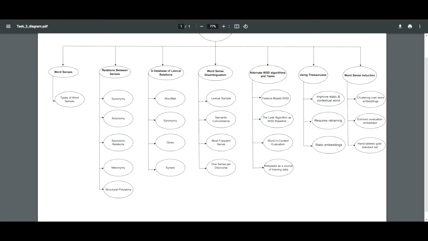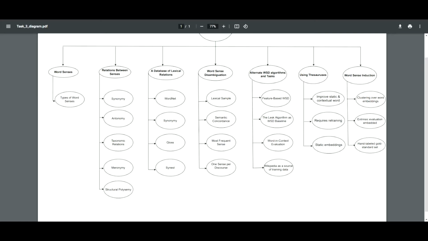There are two families of solution. The first requires retraining. We modify the embedding training to incorporate thesaurus relations like synonym, antonym, or supersenses. This can be done by modifying the static embeddings loss function of word2vec.